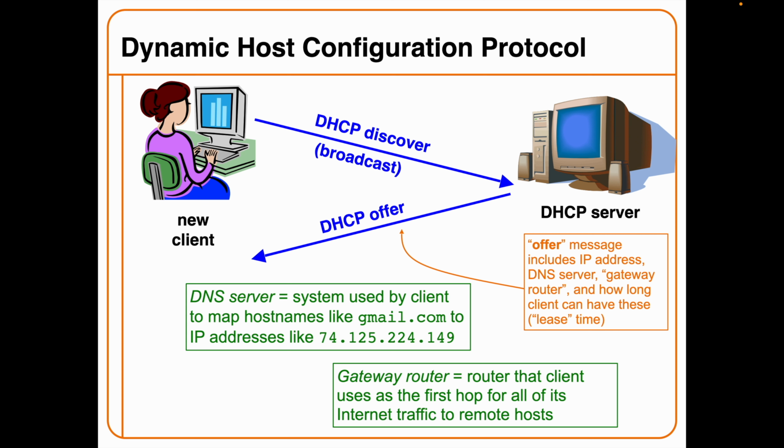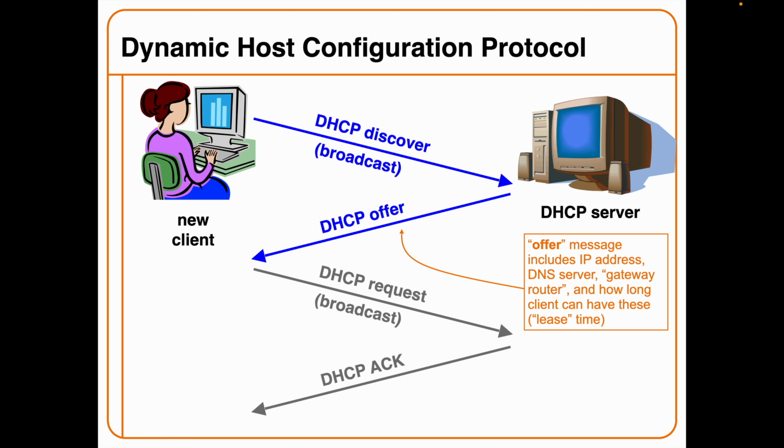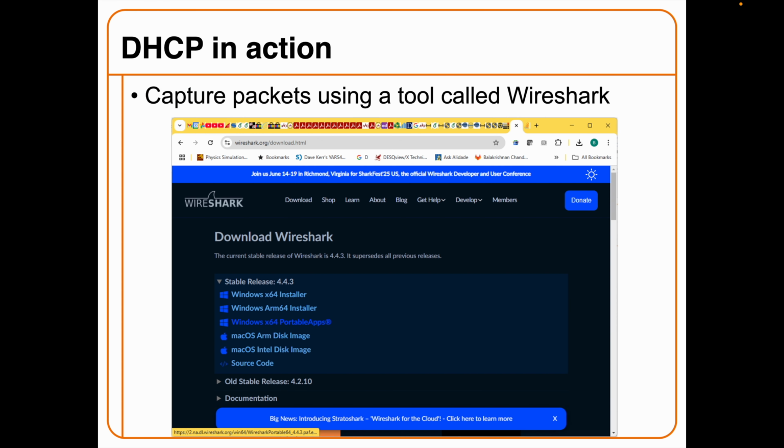And if during this handshake the DHCP server did not receive any other request from any other clients, it can basically acknowledge that yes, you can use this particular IP address, and that's it. The handshake is done. So generally, this process is called the DORA process: discover, offer, request, and acknowledge.